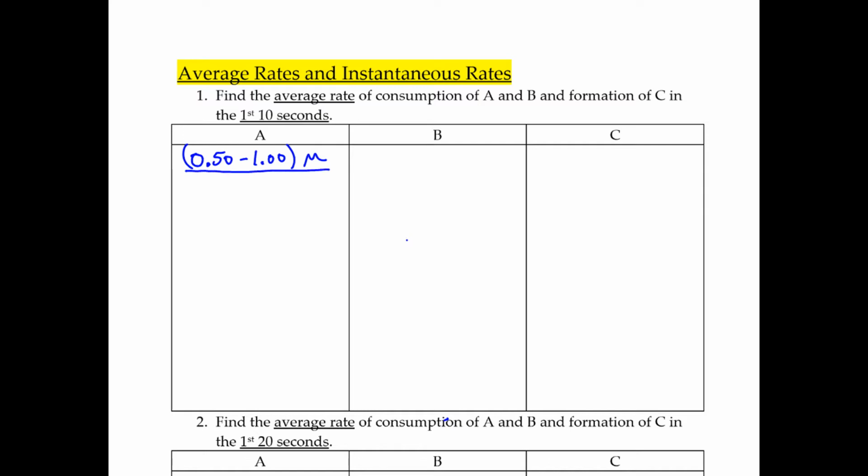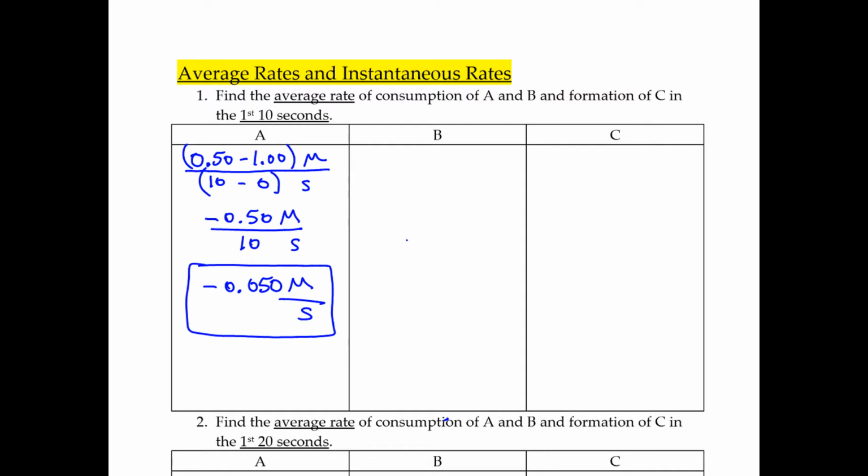The ending was 10 seconds and the beginning was 0 seconds. So you're going to have a difference of negative 0.5 molar per 10 seconds. And when you do the math for that, you're going to get negative 0.050 molarity per second. Let's try to neaten this up a little bit. So 0.050 molar per second. That's how much was used of the A on the average, just the average, in the first 10 seconds.